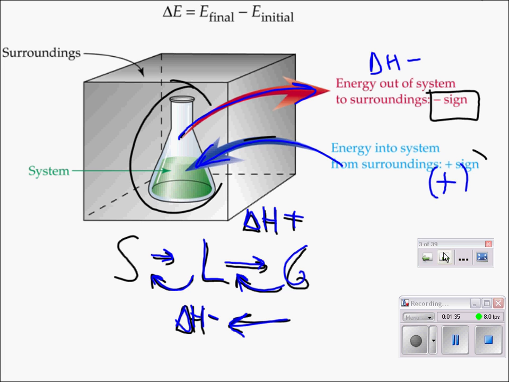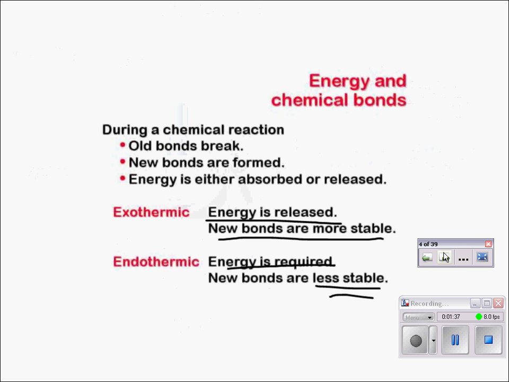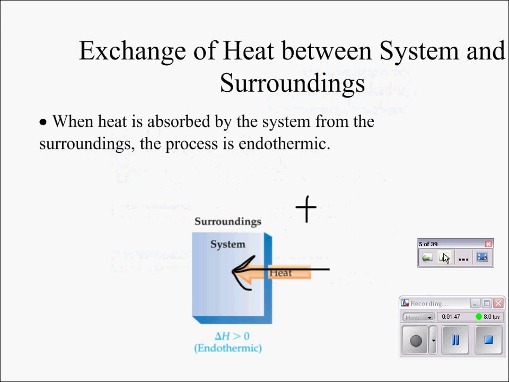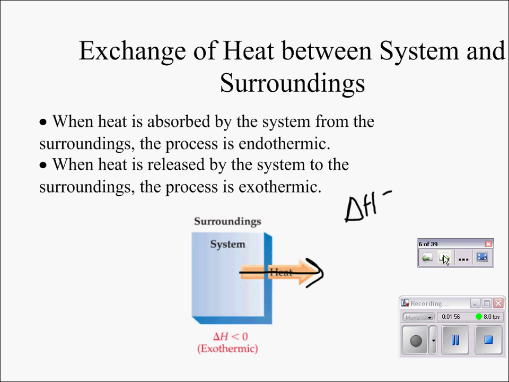So when you look at that, remember, in exothermic processes energy is going to be released. The new bonds are going to be more stable. In endothermic processes energy has to go in, so energy is required. The new bonds would be less stable. If you look at exchange of heat with the system, heat going in has a delta H value with a positive sign. Heat going out would be associated with a negative delta H value.